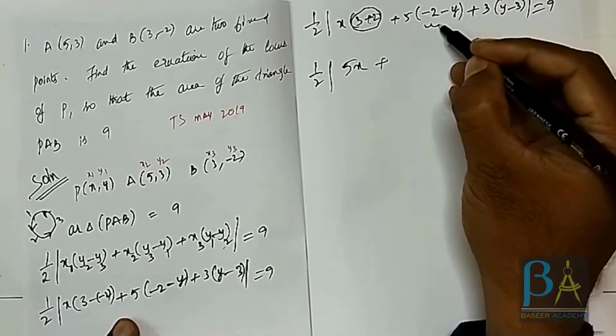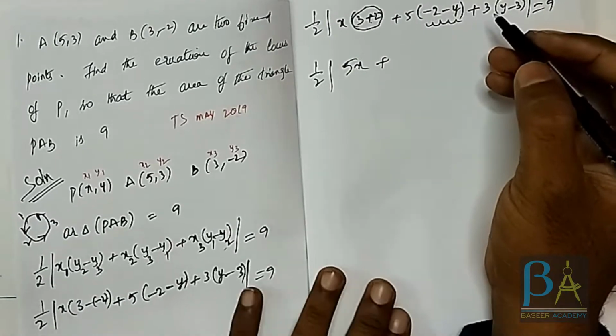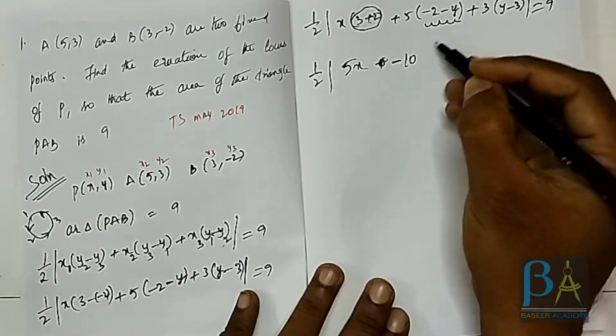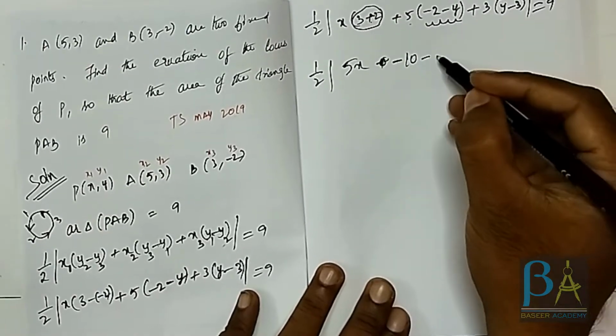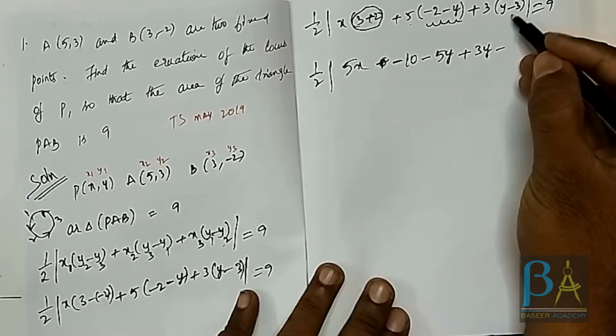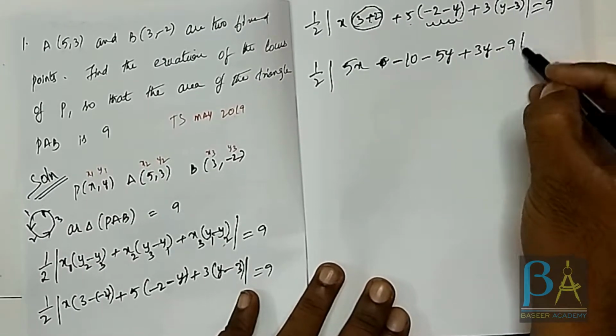Let us multiply this bracket with 5 and open the bracket. Plus into minus, that gives us minus. 5 into 2 is 10. Plus into minus is minus. 5 into y is 5y. 3 into y is 3y. Plus into minus is minus. 3 into 3 is 9.